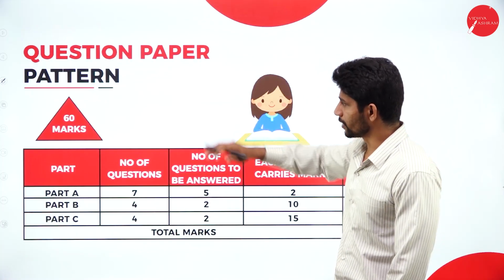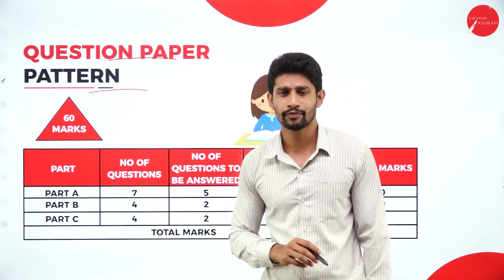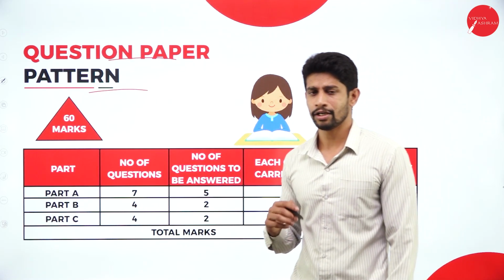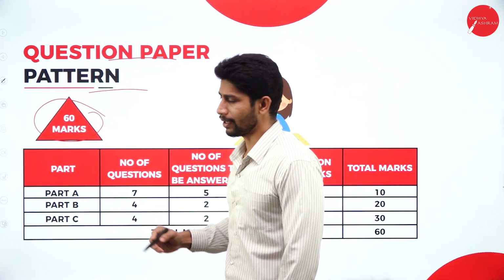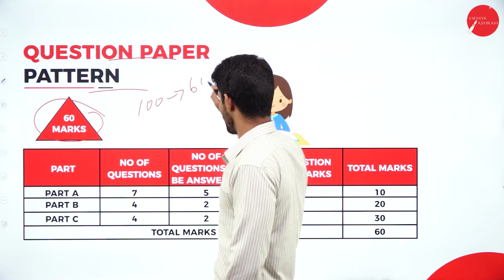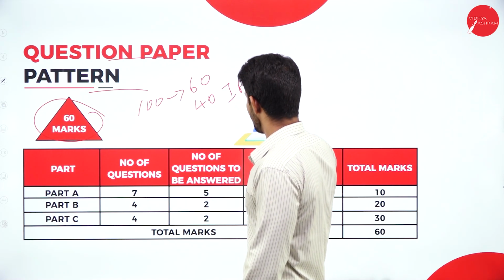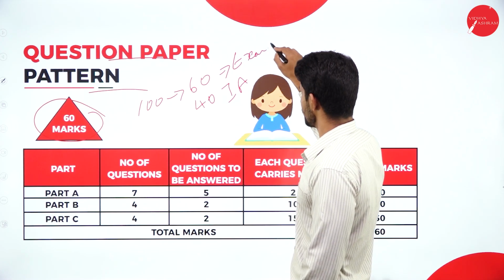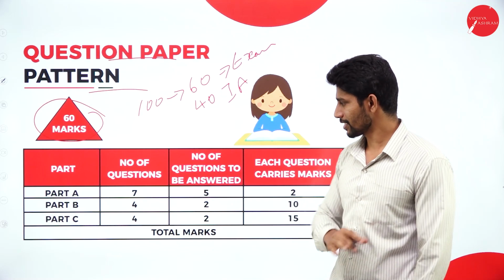So now moving further, now it's the question paper pattern. So how the question paper pattern will be in the main exam. This particular subject you'll be asked to write for 60 marks. In 100 marks, you are going to write the exam for 60 marks, remaining 40 will be your IA, that is internal assessment. This 60 is for the exam. So you will be attending this exam for 60 marks, right?